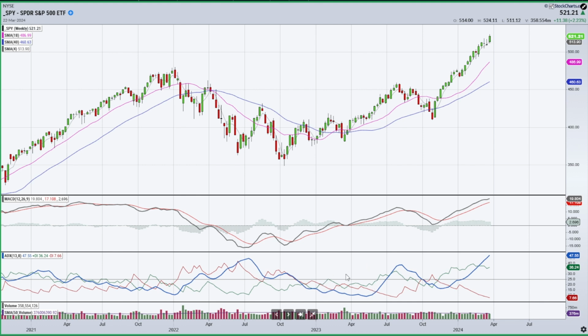Now, this is significantly different than what I'm talking about here. We're talking about exhausting a trend where the ADX is low and does stay low for an extended period, but the trend is moving up.